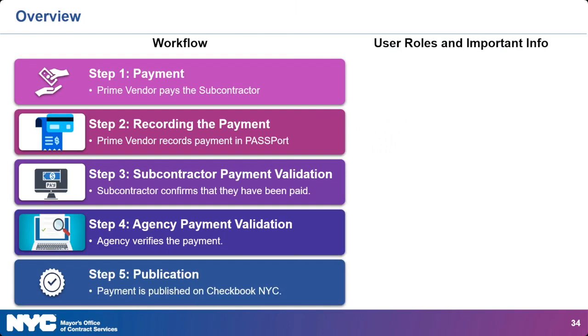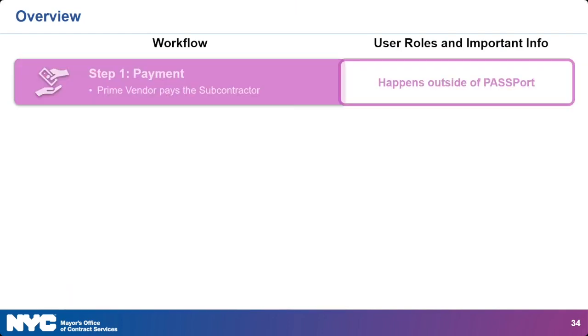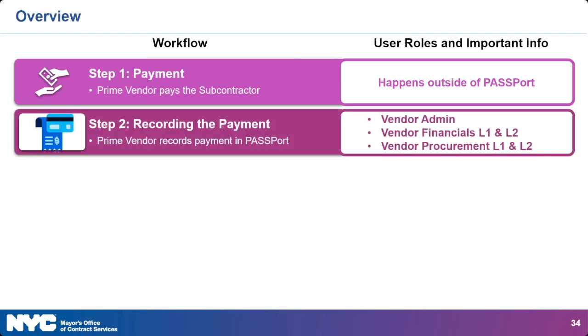Here's an overview of how it works and the vendor user roles involved. The process begins when the prime vendor pays the subcontractor. This payment does not happen within Passport, so the prime vendor must record this payment in Passport. Users with the vendor admin, vendor financials level 1, vendor financials level 2, vendor procurement level 1, or vendor procurement level 2 roles can all complete this action.